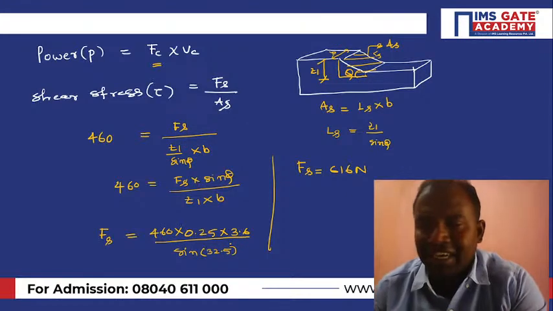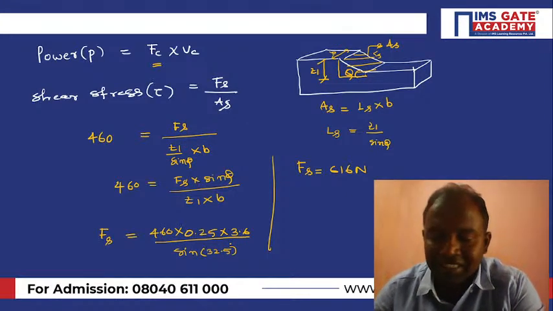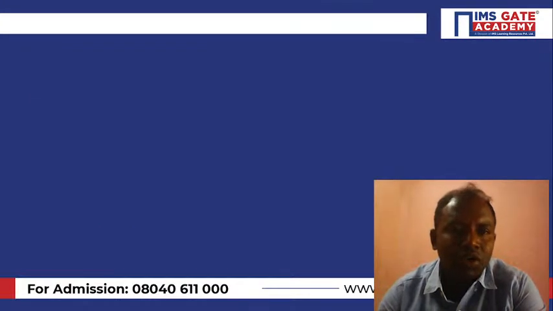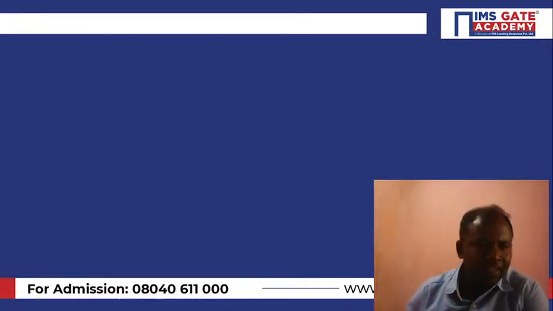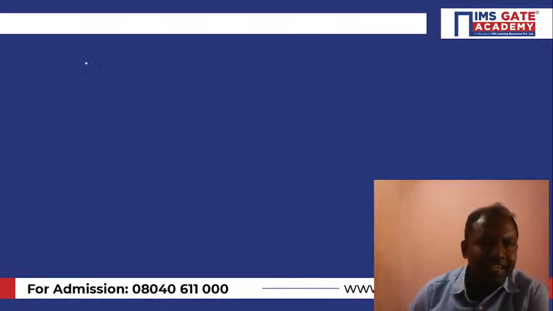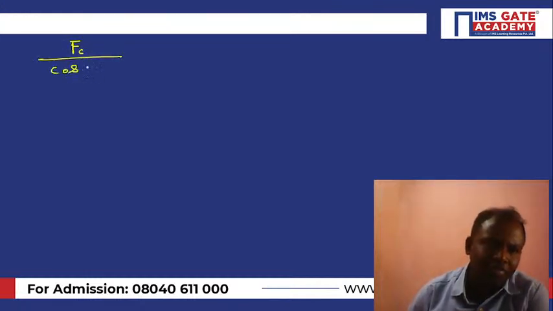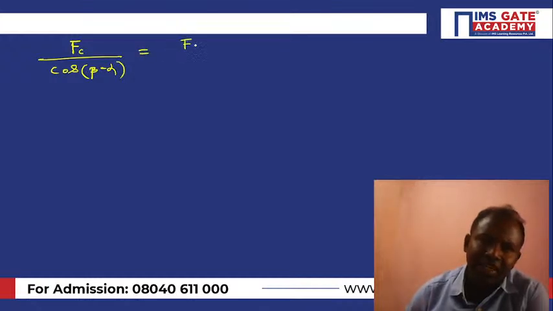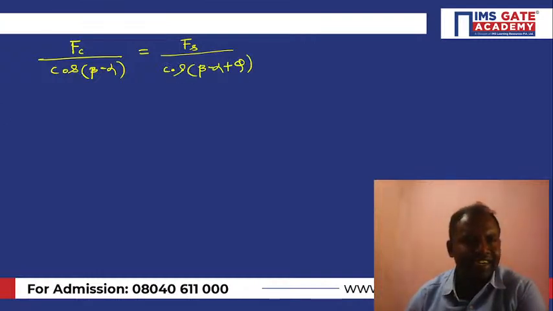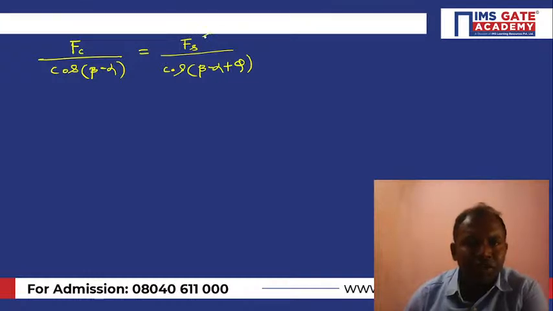So let us go for what is the relation in the Merchant circle. See that. The cutting force Fc divided by cos of beta minus alpha is equal to Fs divided by cos of beta minus alpha plus phi. Now, as we know Fs and we know beta, alpha, phi, everything we know, now find out that Fc.